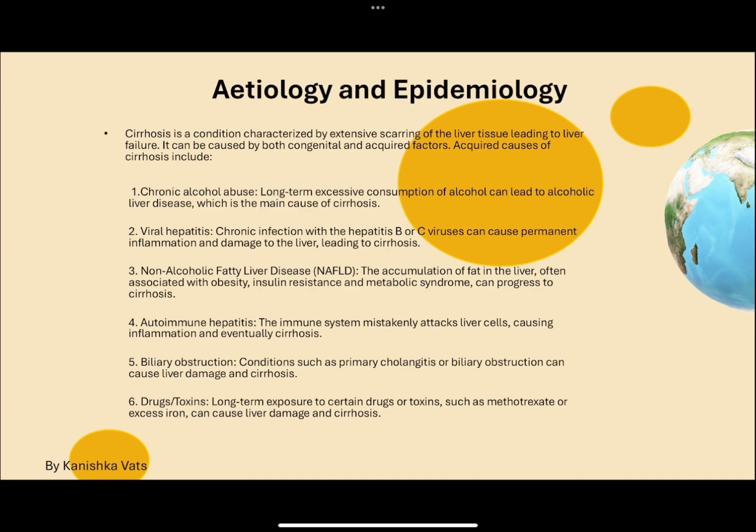So, what are acquired factors first? Acquired factors are those factors which a person acquires during his lifetime. It can be caused by alcohol abuse, viral hepatitis, non-alcoholic fatty liver disease, autoimmune hepatitis, biliary obstruction, and drug toxins. These factors can be acquired by a person during his lifetime, which can lead to this cirrhosis problem.